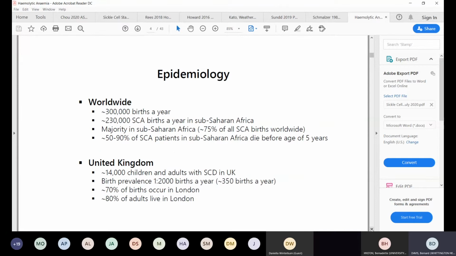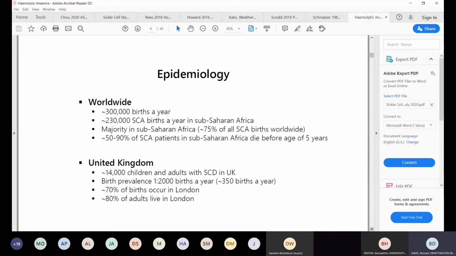Now, worldwide, sickle is the single most important, I'll say, monogenic disorder. This is likely to be an underestimate, maybe around 300,000 births a year. The vast majority of those happen in sub-Saharan Africa. And there also, unfortunately, it's estimated that quite a high proportion die before the age of 5.